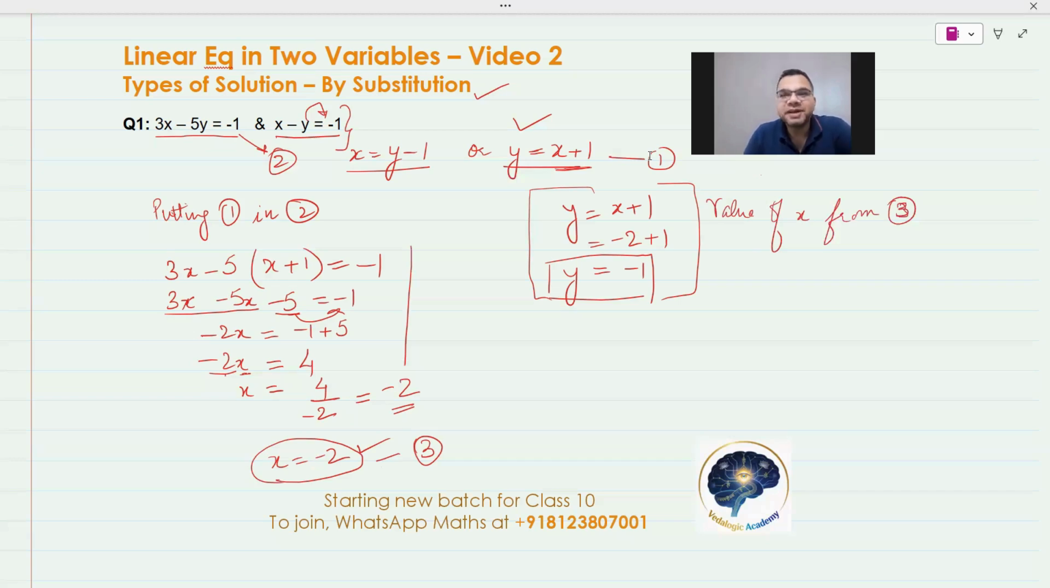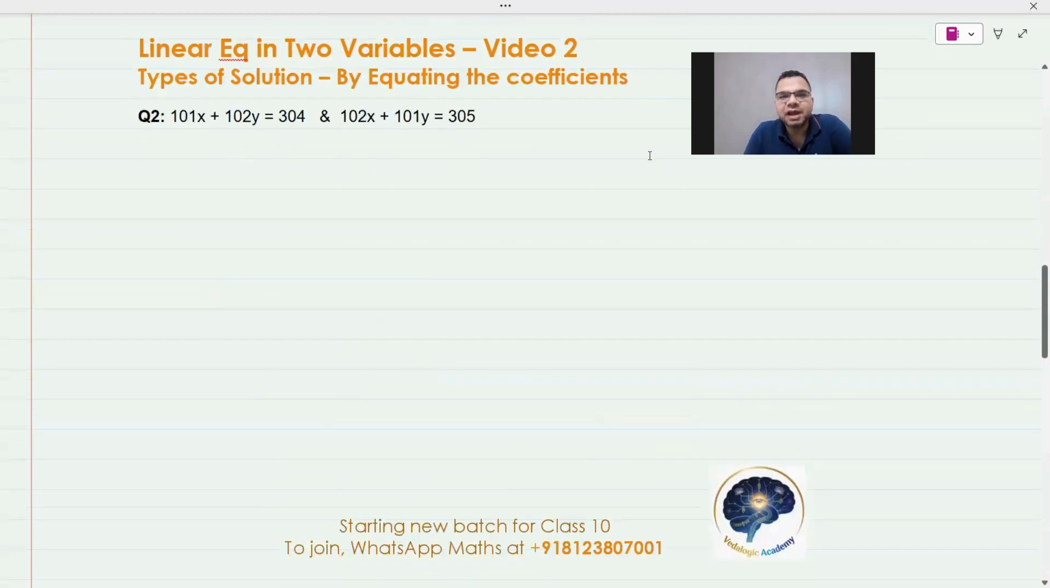So this was by substitution. Okay, let's go ahead to the next question. This question is regarding equating the coefficients. If you see here, the equations are very big here also and here also, right? This is 101x, this is 102x, this is 102y, this is 101y. How do I solve it? It becomes very difficult if you start thinking about it, right?